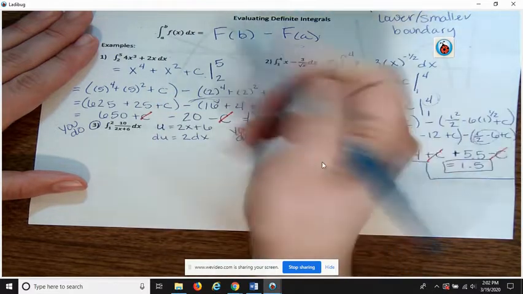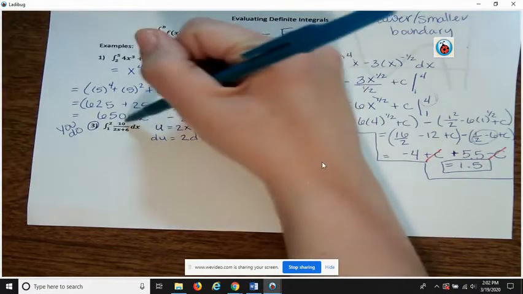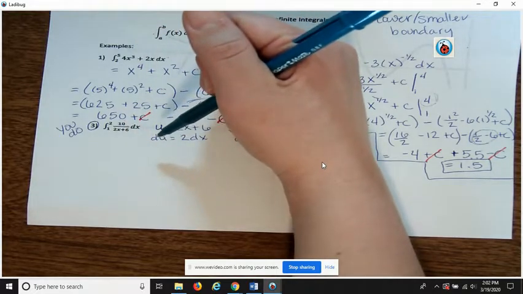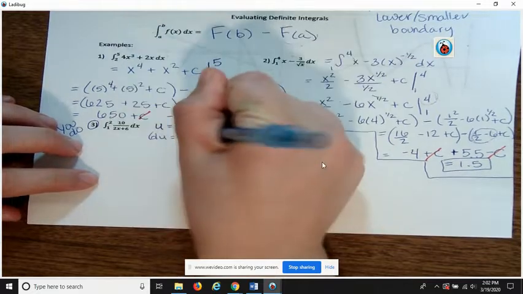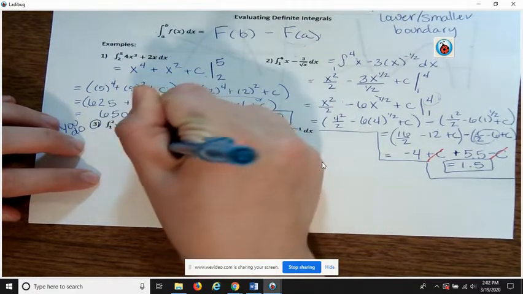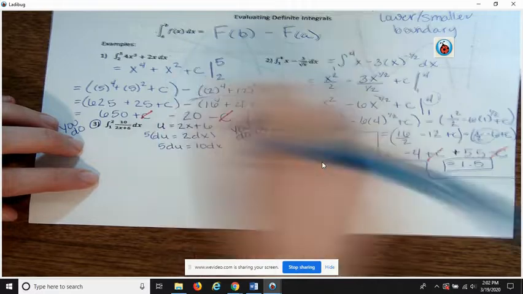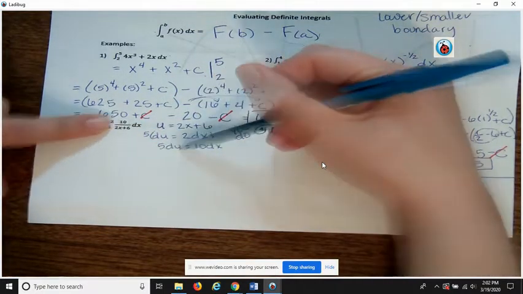But what we really want is a 10 up here, right? Because we want to replace the 10 and the dx with something that has du instead. So what we want to do is multiply this entire thing by 5 to get 5 du is equal to 10 dx. And now we can easily replace the 10 dx here with the 5 du there, okay?